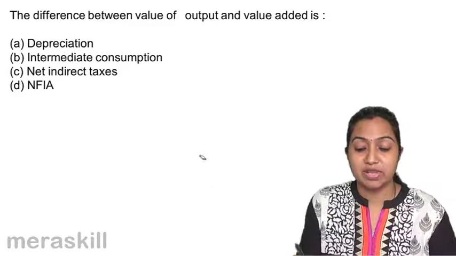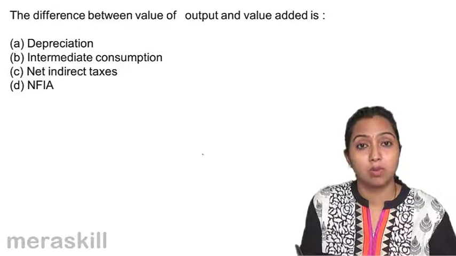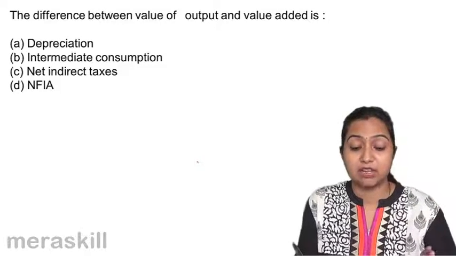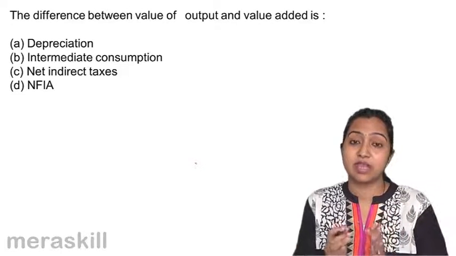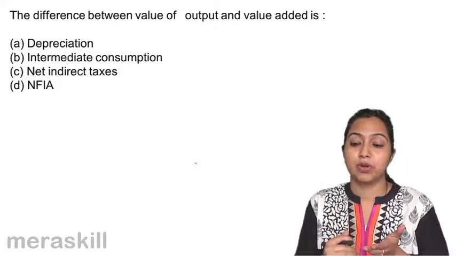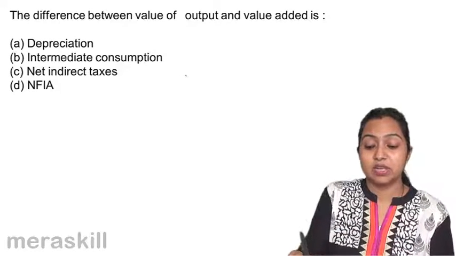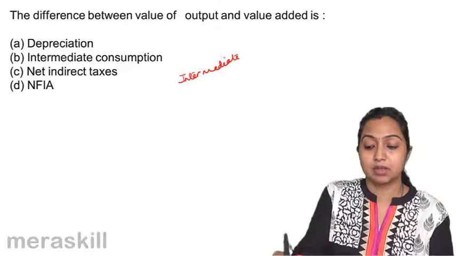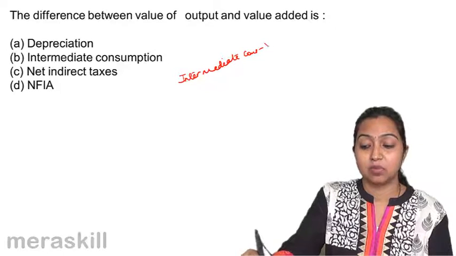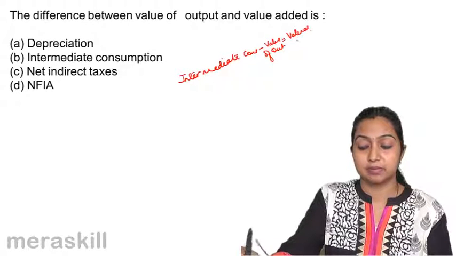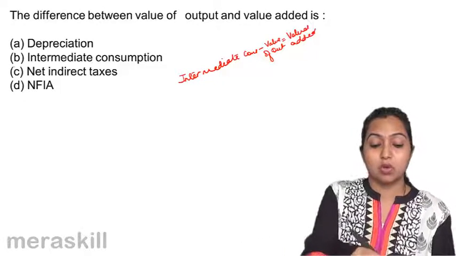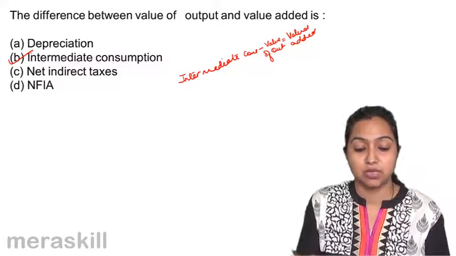Remember the example of bread that we had taken. What was the total value that we had calculated? It was 1300 rupees. But what was the actual value added in the various stages from wheat to flour to bread? Whatever intermediate consumption takes place, when you subtract that from the total value of output, you arrive at the value that is added. So, intermediate consumption is the difference between the two.